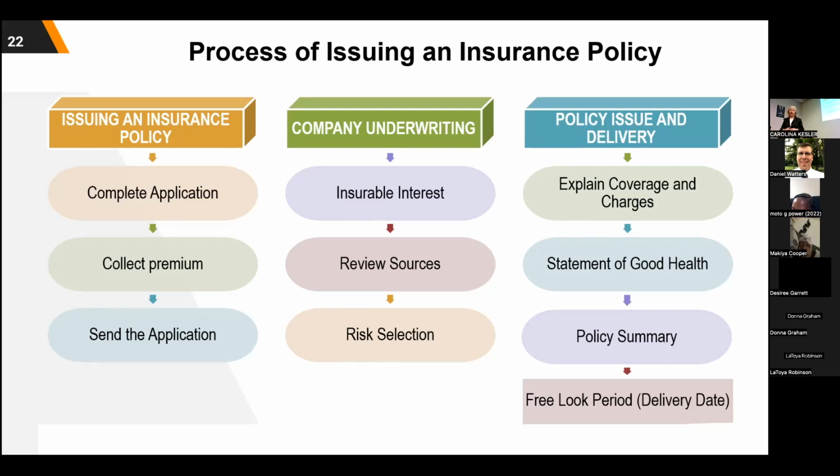So, as soon as you do that and you have them sign that delivery receipt, then their free look period begins. Free look period is how long? 10 days, 30 days for senior, 10 days for. Correct. It's also 30 days on replacement. Yeah. But free look is for the test, 10 days, right?